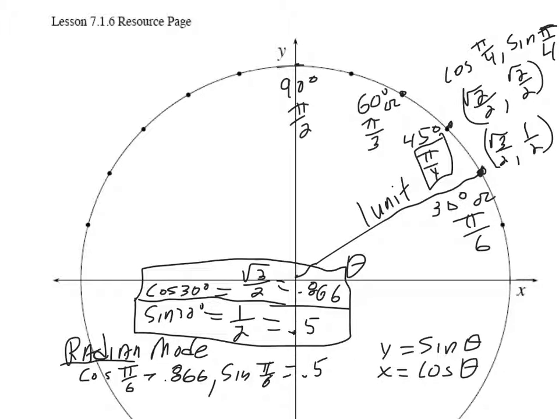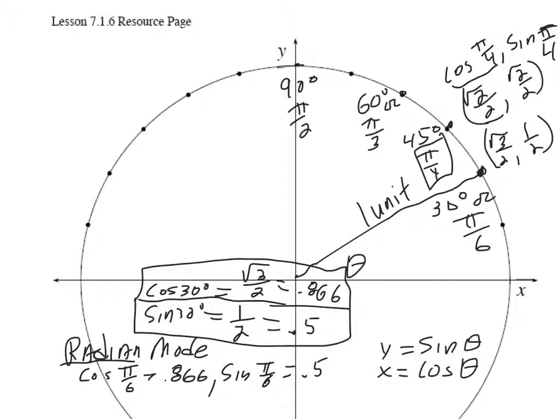All right, now that you're back, hopefully when you typed in the cosine of pi over 4, you got 0.707, which is equivalent to the square root of 2 over 2, and the sine of pi over 4, which is also 0.707, or the square root of 2 over 2.